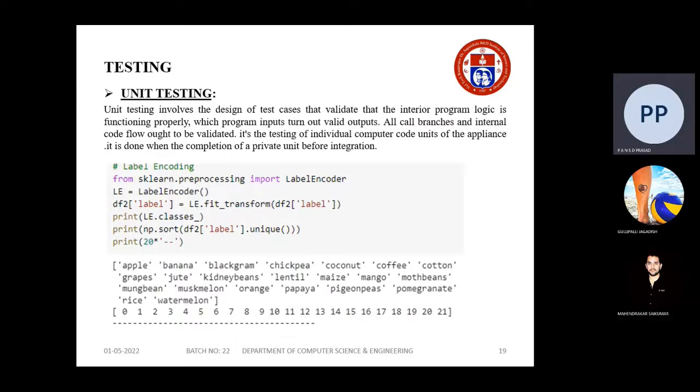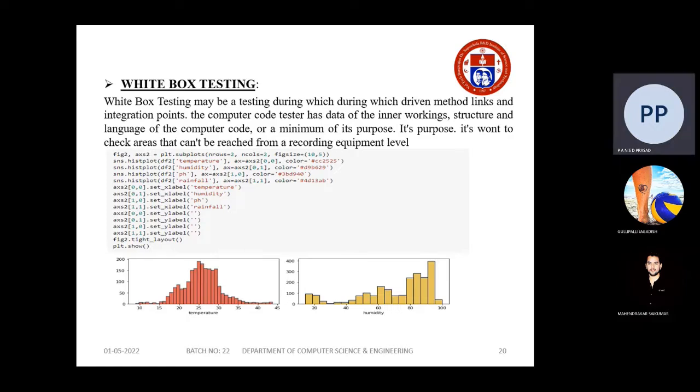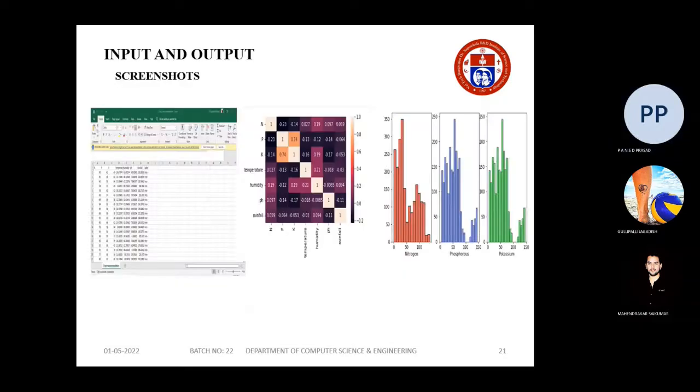So here are some of the testing modules, like unit testing and white box testing. And these are some input and output screenshots of our project. Here it is a dataset model, and here it is the correlation graph that we previously mentioned. And these are some of the graphs that we have got.